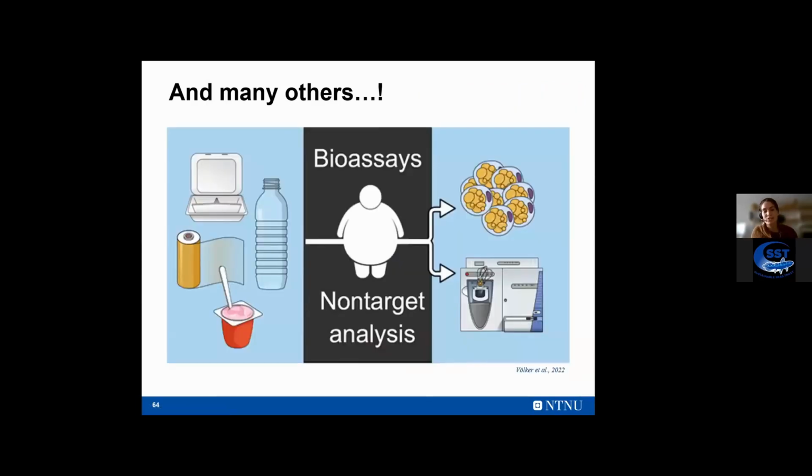Also, I'm pretty sure that you've heard about this paper that was published 2 or 3 weeks ago from our lab. They were using consumer products and demonstrated that the chemicals associated with plastic products can increase obesity in humans. They used different bioassays and non-target analyses, showing that the presence of all these chemicals in plastic can really have an impact on organisms, but also on humans. So it's not just a random thing that we are creating. It's really a bomb, as I like to say.